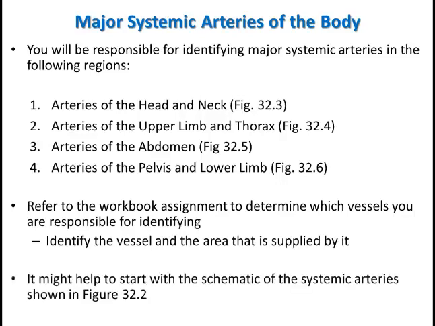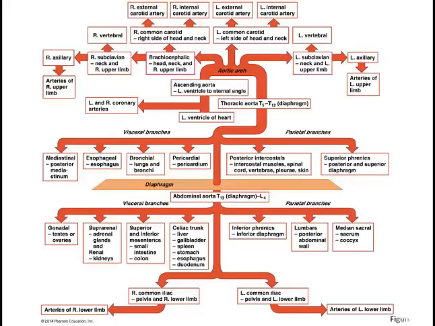Okay? Now to help you with this, you're going to want to look at the schematic of the systemic arterial system that is shown in figure 32.2 in your lab manual. Really, it's almost like a roadmap through the arterial system. This obviously doesn't really look like the anatomy of the vessels, but it's arranged in order. And you might find it easier to remember these vessels if you remember how they branch off of each other.